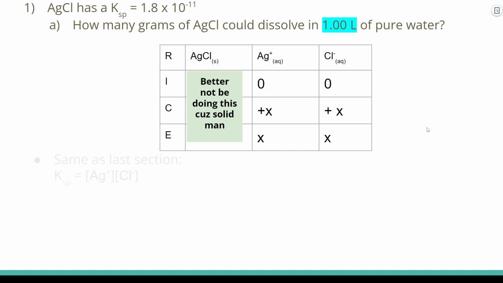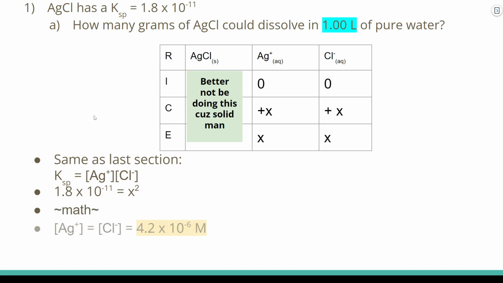Just like the last section, we're going to set up our Ksp. Remember, it's products over reactants. You do not include solids or liquids, so in this case it's just these ions. That's what I have here, and then I know my Ksp value is this. Each box here is X, so I plugged it in to be X squared. Then with math, my X value is just the square root of that, and my X is equal to these concentrations, and so I have my molarity.